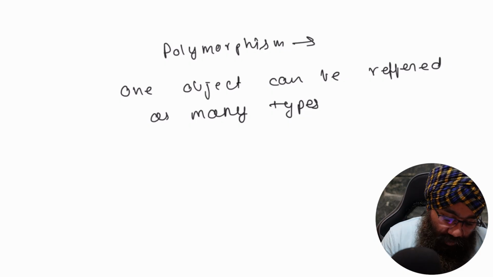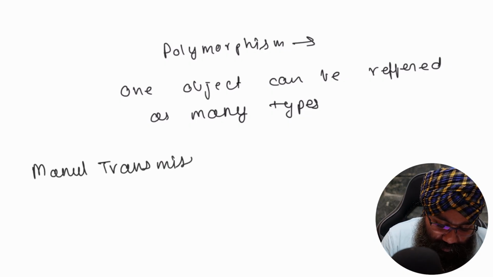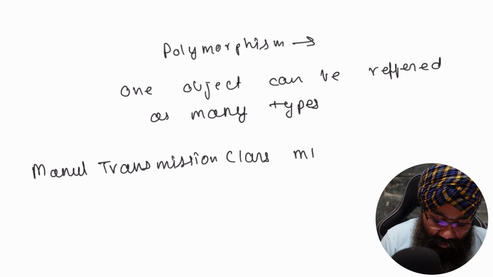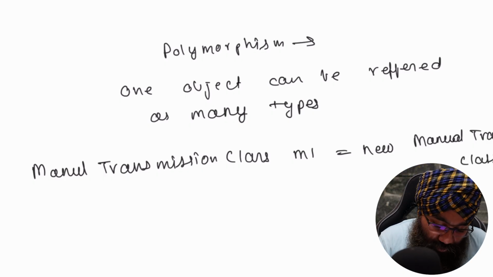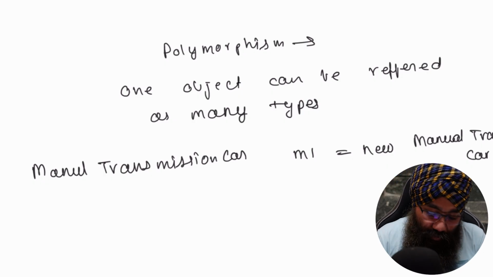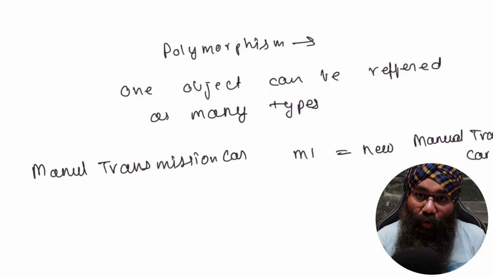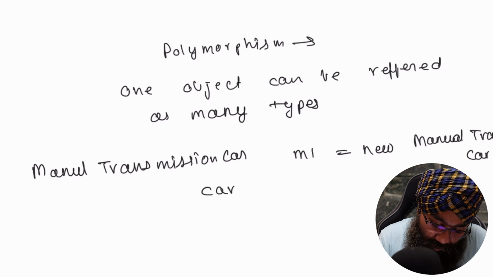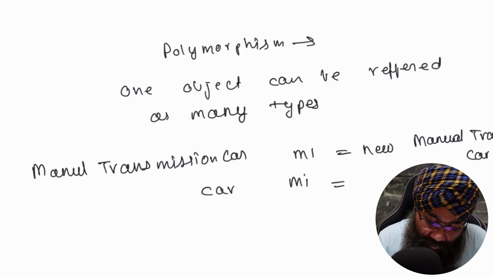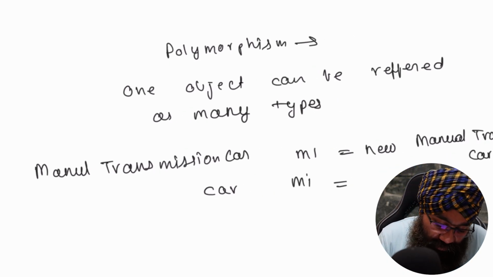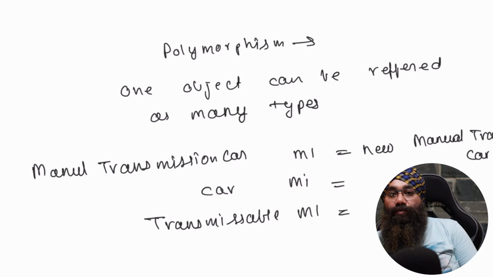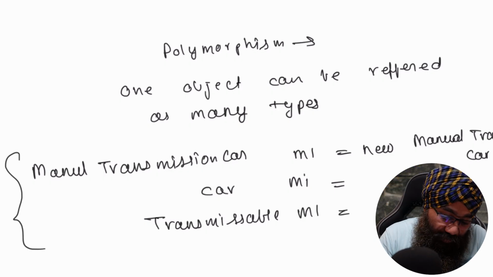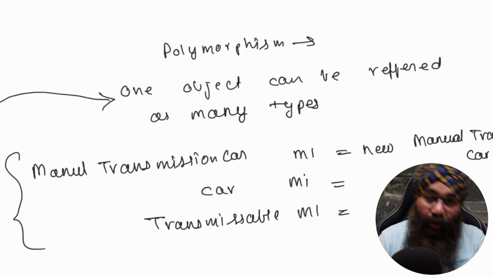So we have a manual transmission class. M1 is equal to new manual transmission class. So this is the first way. Then, correction, it is car, not class. You can call it with the actual class name, but you can also do car M1 is equal to the same. This is the second way. The third way is you can use the interface transmittable M1 is equal to. So this ability to represent an object in different forms is called polymorphism.